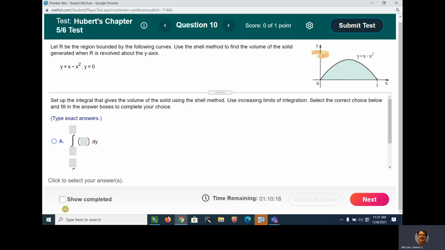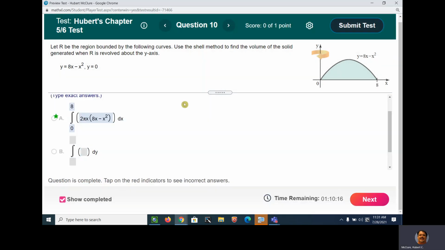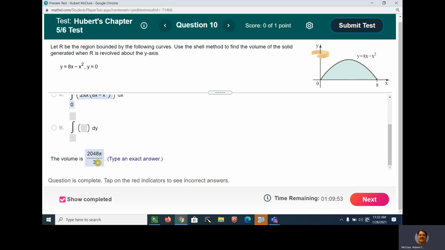I'll give you one question with the answer. And there it is. There's your 2 pi. And remember, your x is your diameter, so it's going to be x times 8x minus x squared. I'll leave that pause there for a minute so you can actually work it. And there is the answer, 2048 pi over 3.